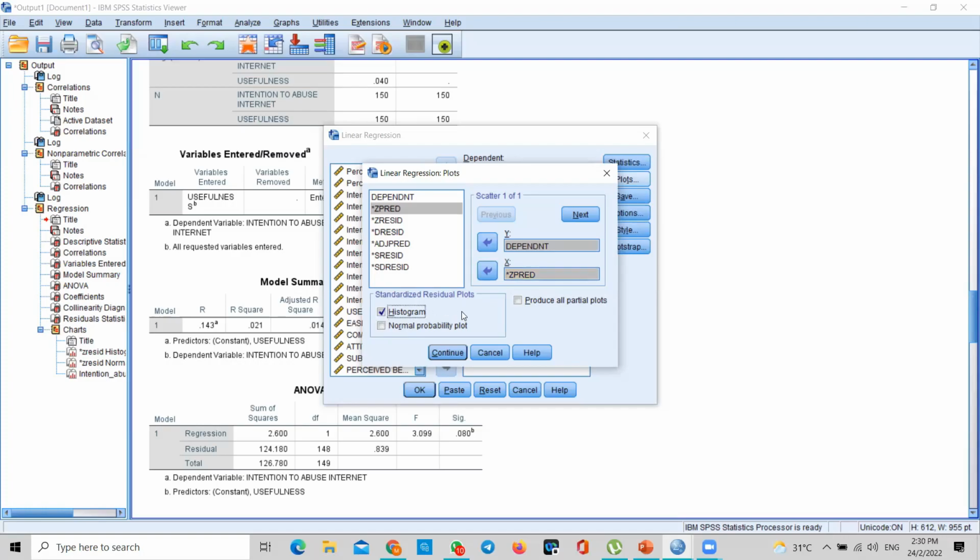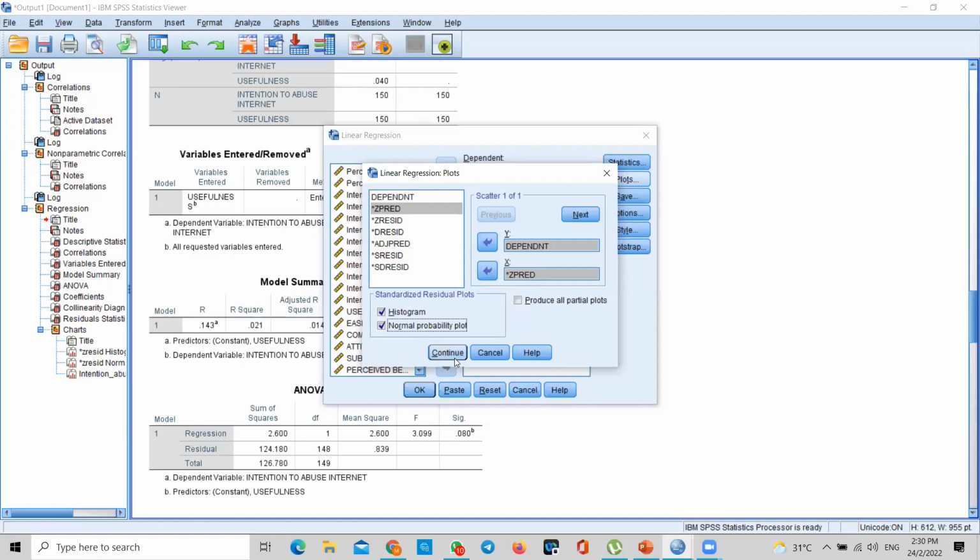Histogram will show you whether the data is normally distributed or not. This is one of the assumptions in regression. If data are not normally distributed, you cannot use regression. Then the normal probability plot will show you the linearity, whether the data are linear. Remember, when you click regression, you click linear. So the data got to be linear. Don't worry, when we have the output, I'll show you how it is shown.